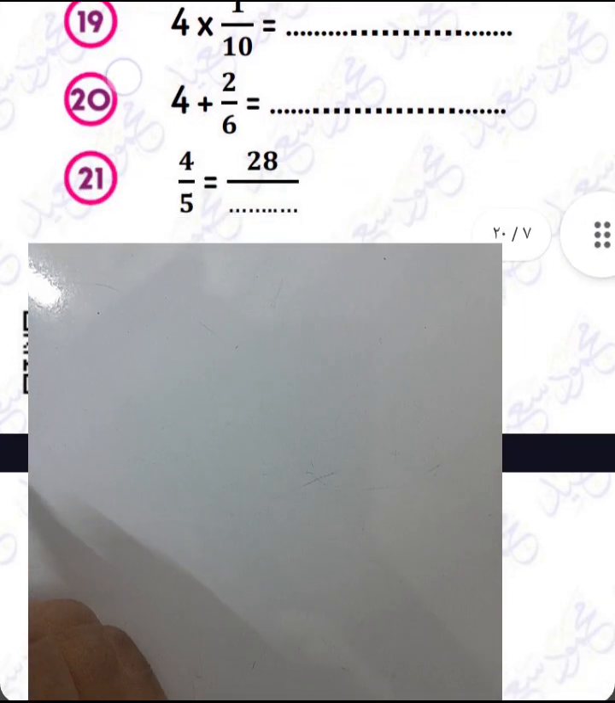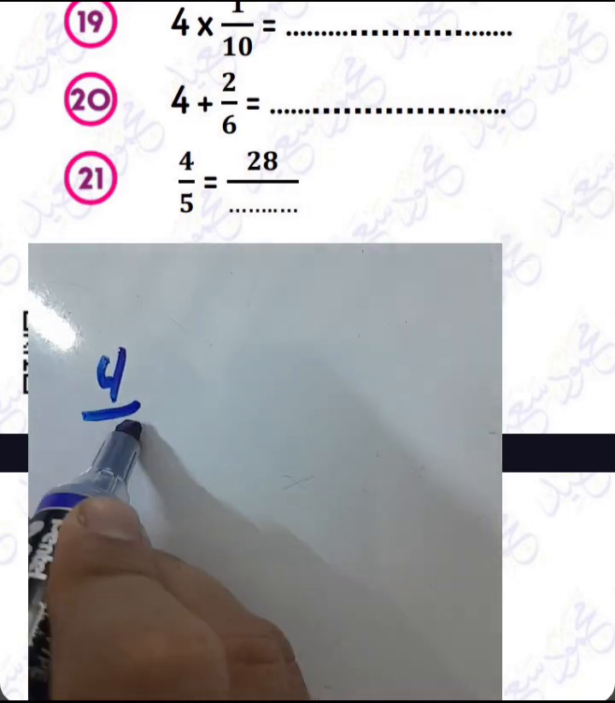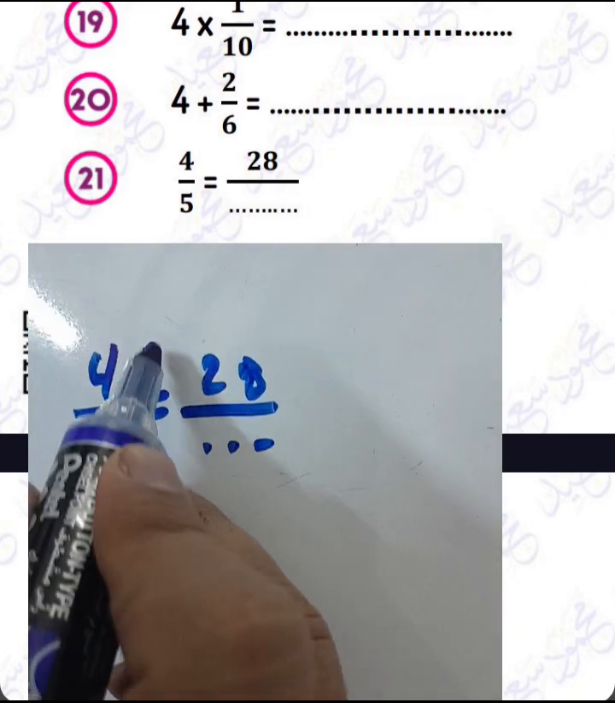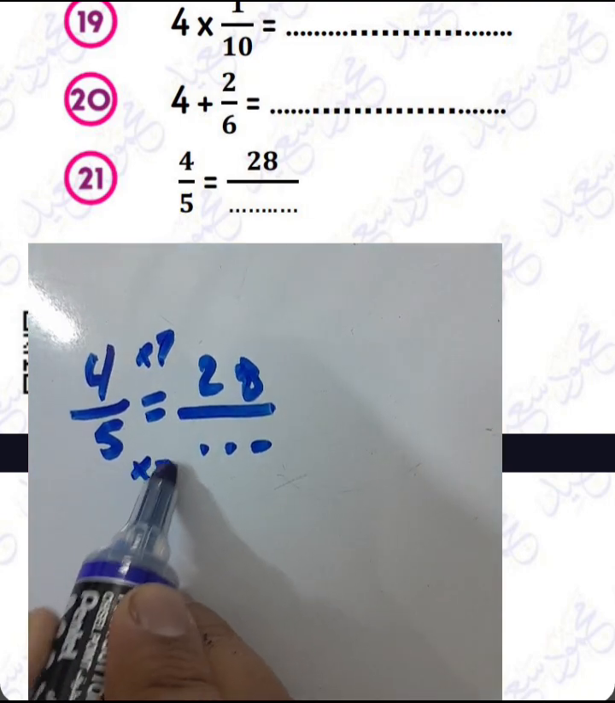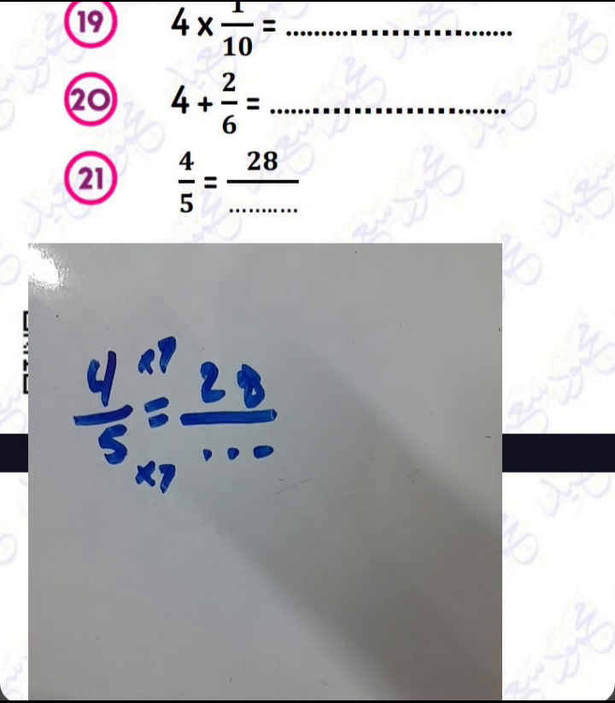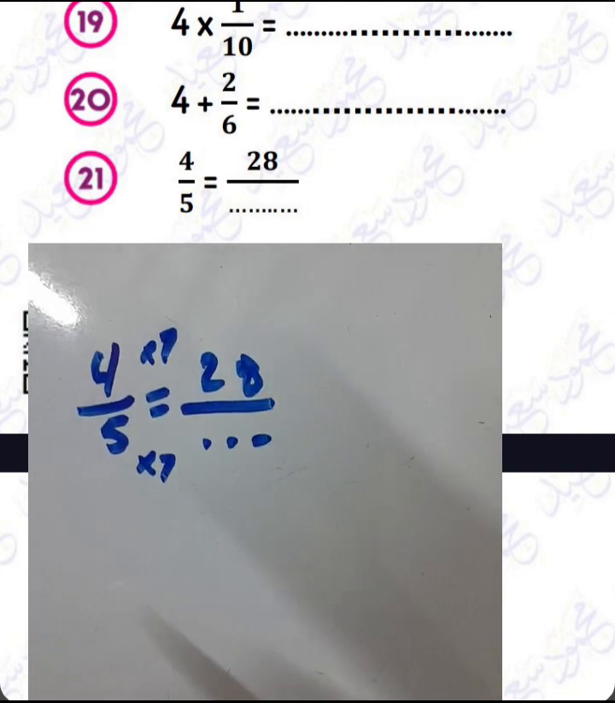Next example, question 21. 4 over 5 equals 28 over what? We know 4 times 7 equals 28, and then 5 times 7 equals 35. Then we must write 35 here in the denominator.